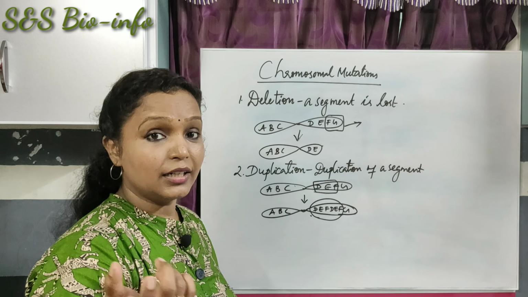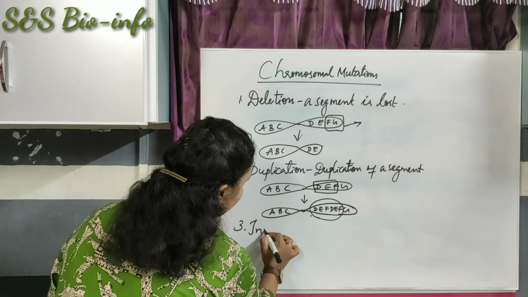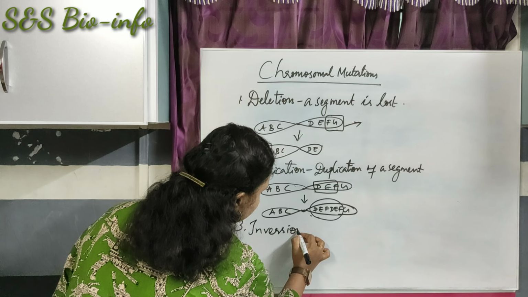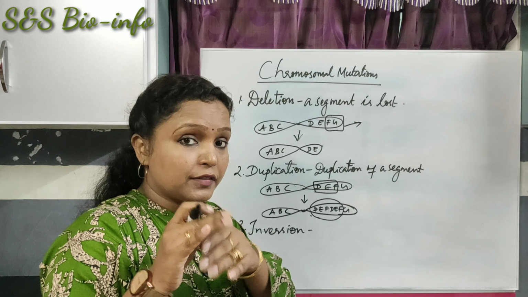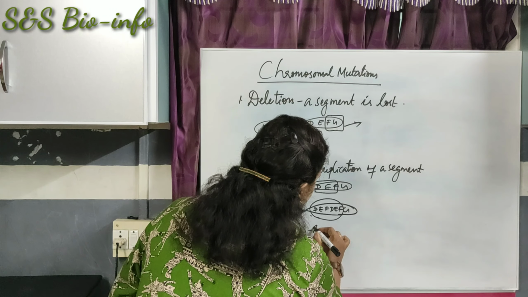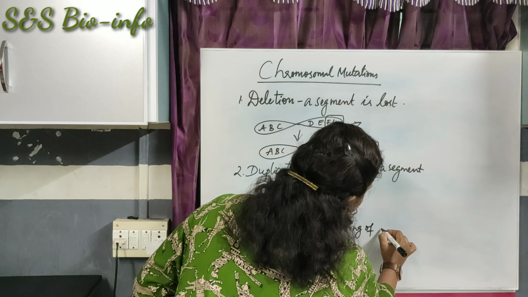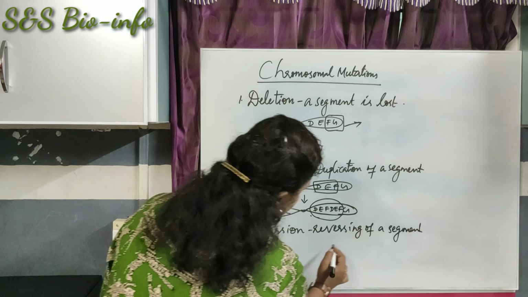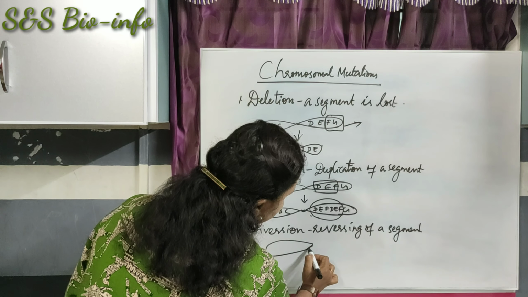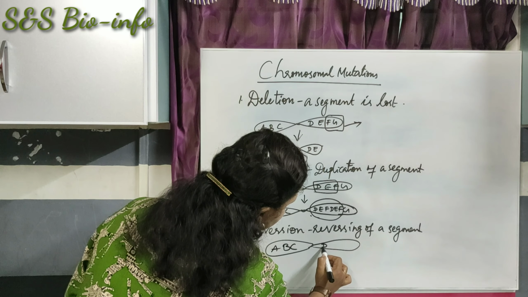Got it? The third one is inversion. Inversion is the reversing of a particular segment of the chromosome. Suppose this is a chromosome with the genes.